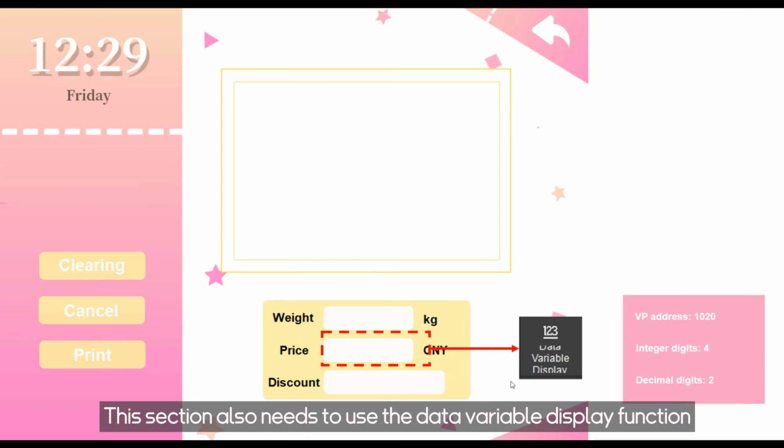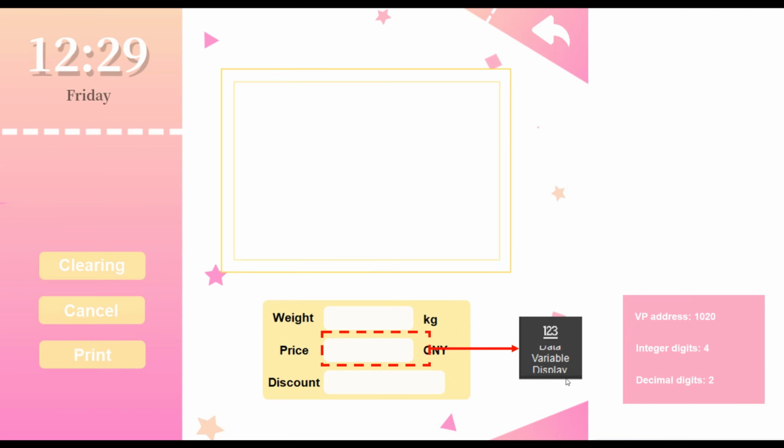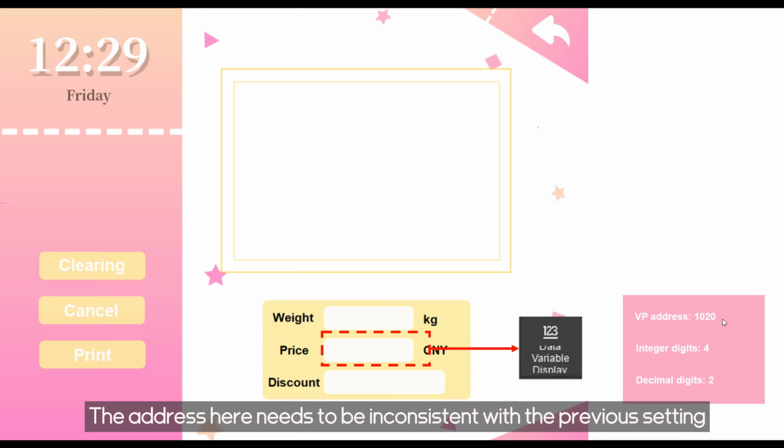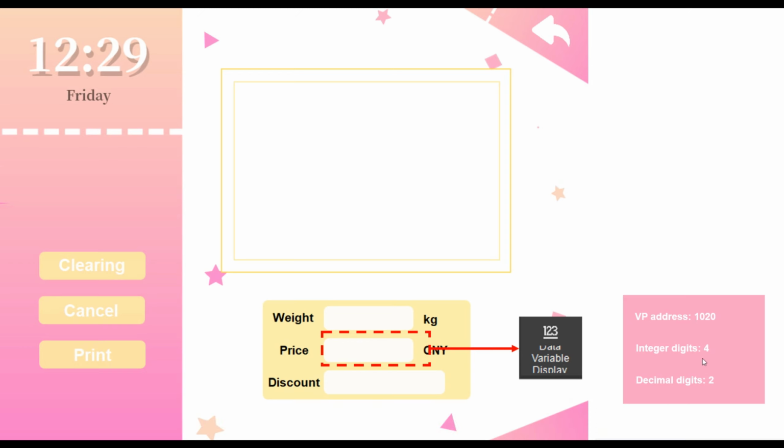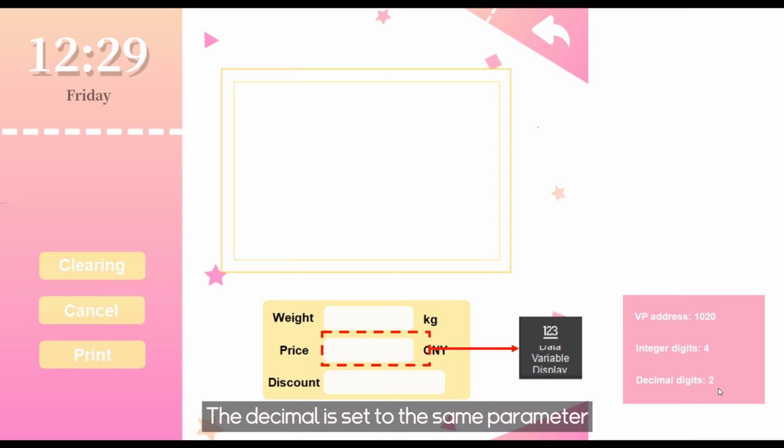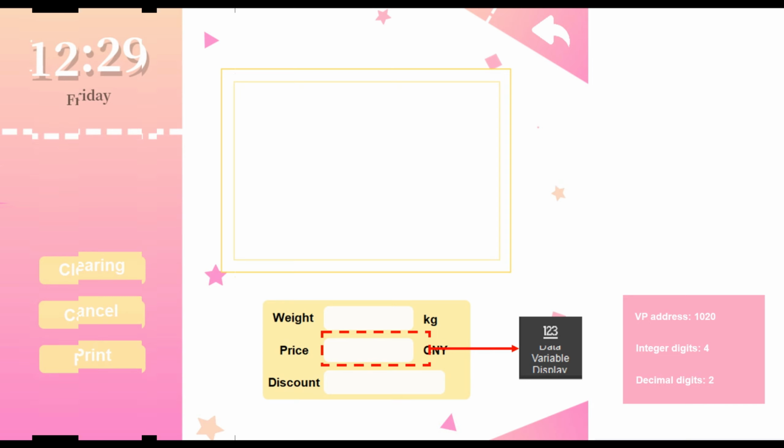This section also needs to use the data variable display function. The address here needs to be inconsistent with the previous setting. Here it can be set for 4. The decimal is set to the same parameter.